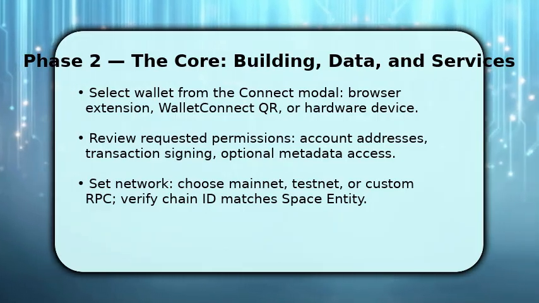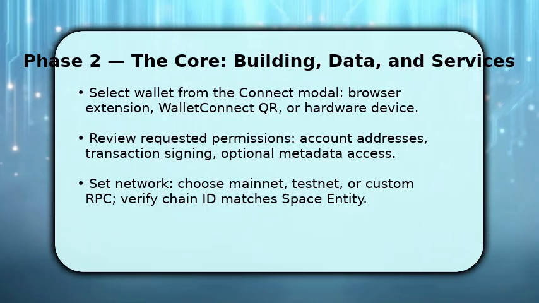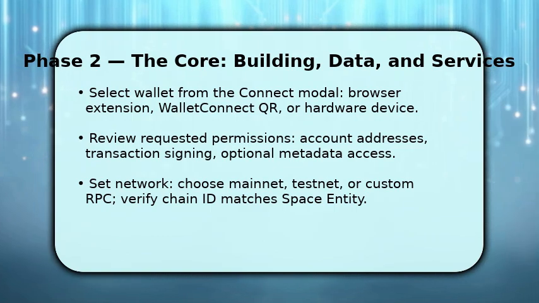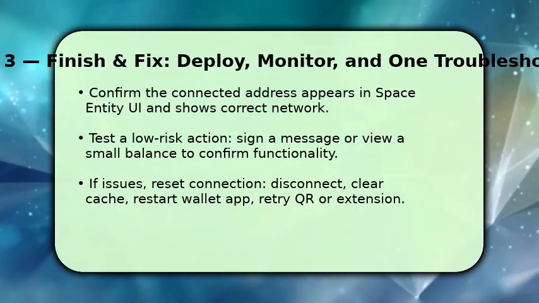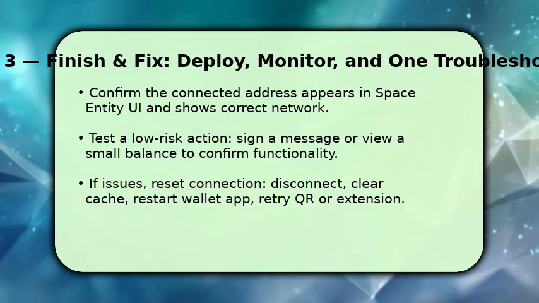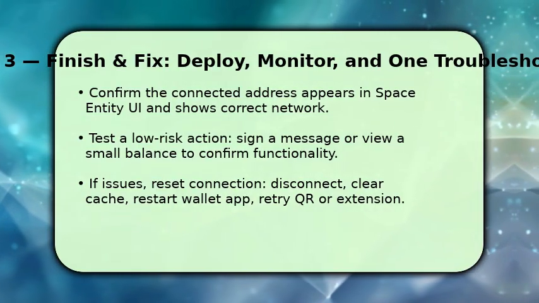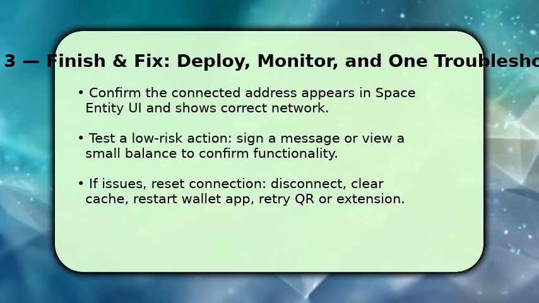Next, approve the connection inside your wallet app or confirm on your hardware device. You finish by confirming the correct address and network display in Space Entity. This ensures transactions will target the right chain. Once confirmed, perform a low-risk action such as signing a message or viewing a small balance to verify signing works.